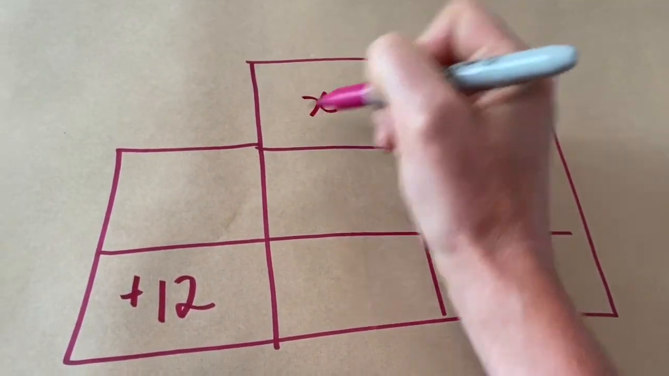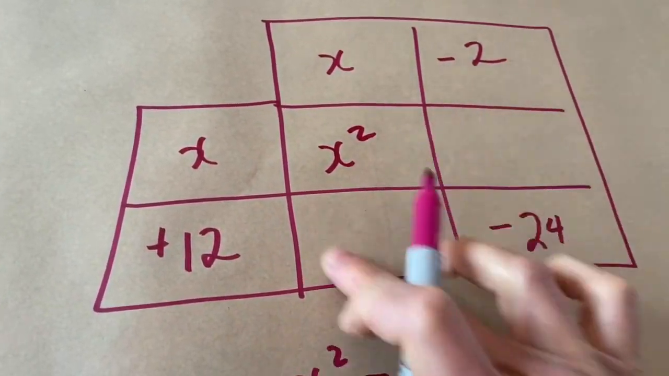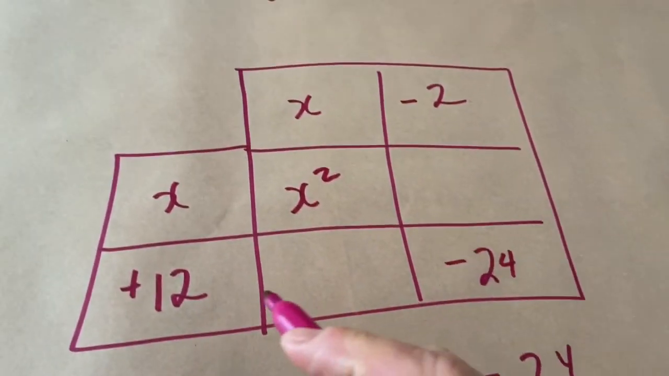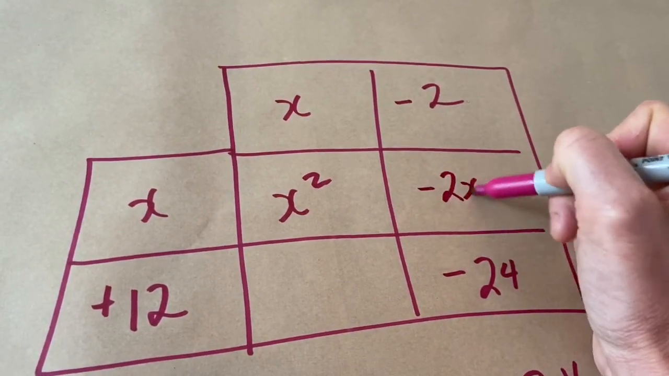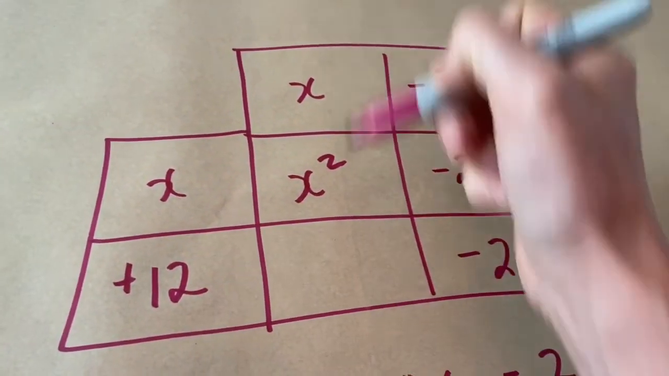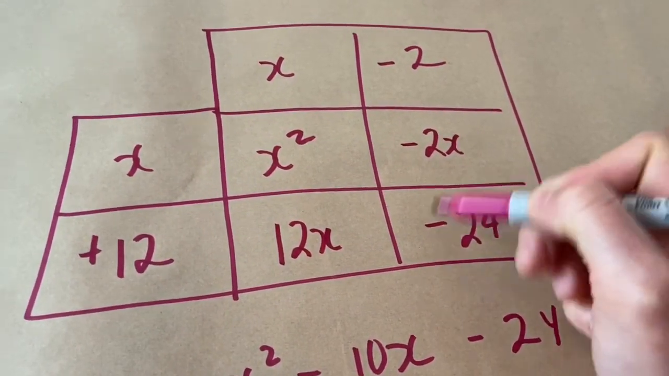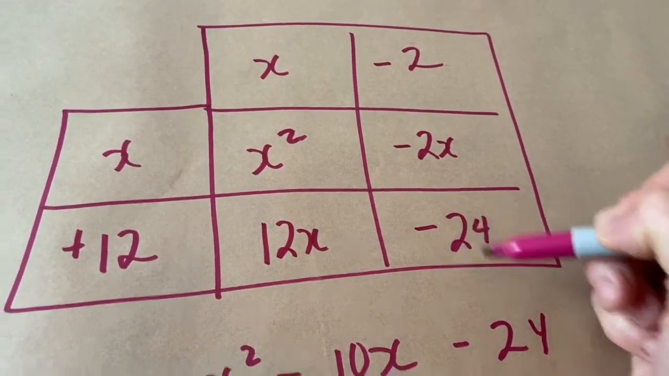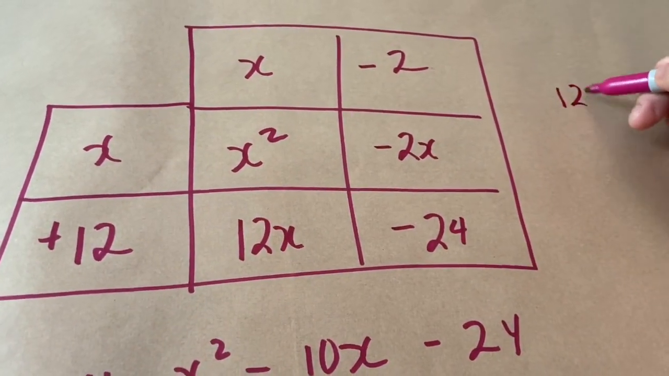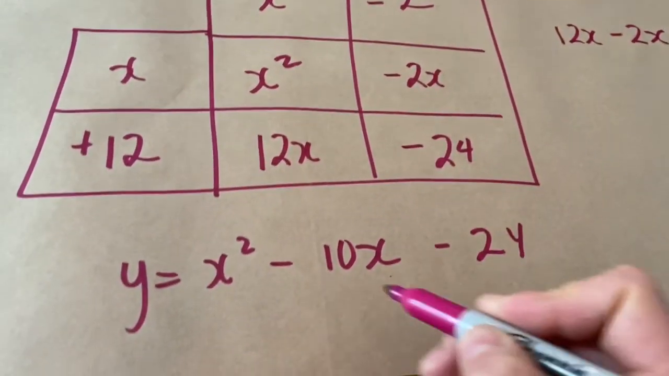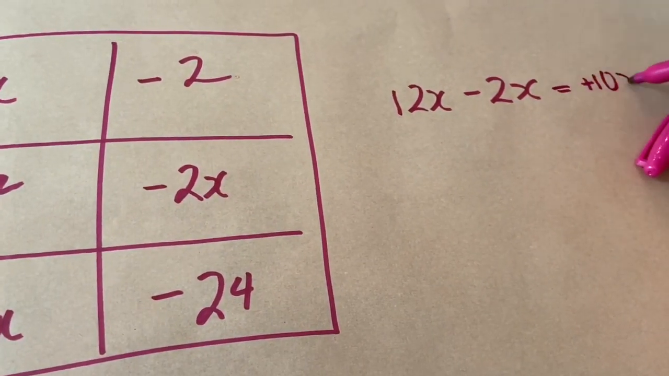I know we need x's here. I know that this x squared always goes here. And I know that these two together need to give me negative 10x. So let's see if this is right. X times x is x squared. X times minus 2 is minus 2x. 12 times x gives me 12x. And then 12 times minus 2 gives me minus 24. Now, the only problem is when I do 12x minus 2x, does that give me minus 10x? No, this would give me plus 10x, so I've made a mistake.